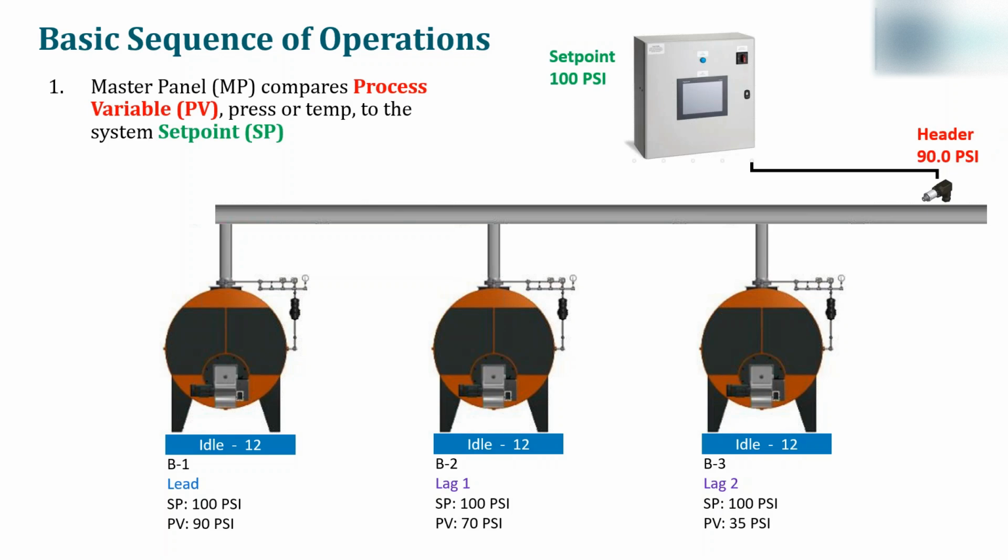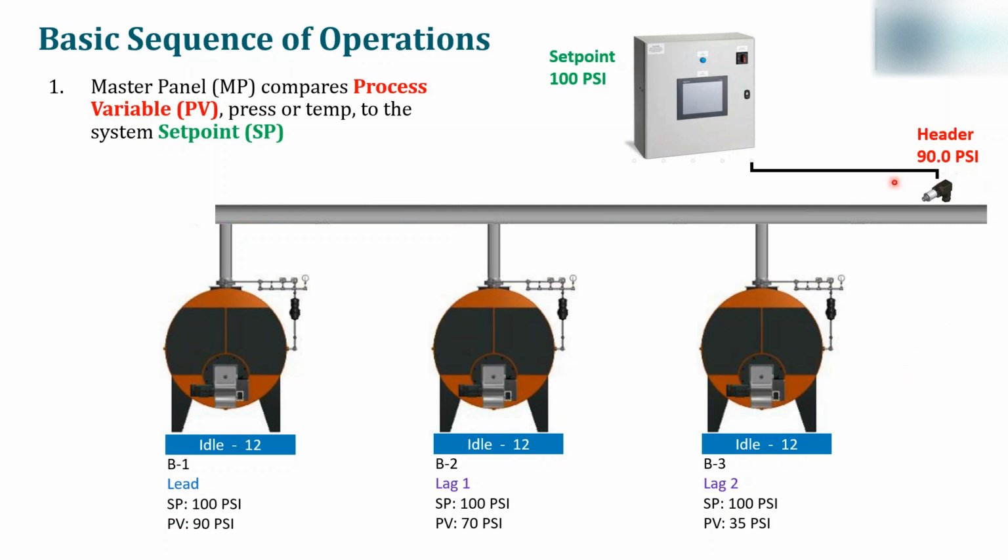And the first thing that's going to happen is the master panel is going to compare the process variable, which is the header pressure, which you see here at 90 PSI, to the system set point, okay? That's the set point inside of the master panel. Now, it's important to remember that there's a difference between the system set point, which is at 100 PSI, and the local set points. So now we have local set points here for, let's say, boiler number 1 is 100 PSI, and boiler 2 and boiler 3 are all set for 100 PSI. But these are different. These are local set points compared to the system set point, which is at the master panel.